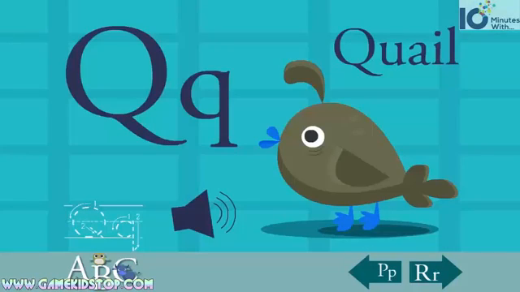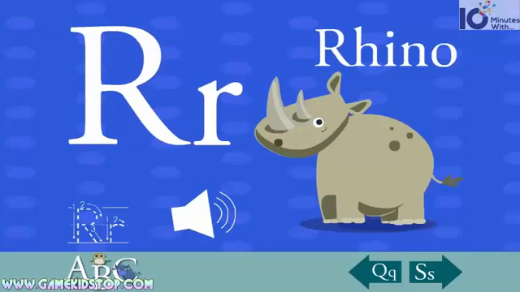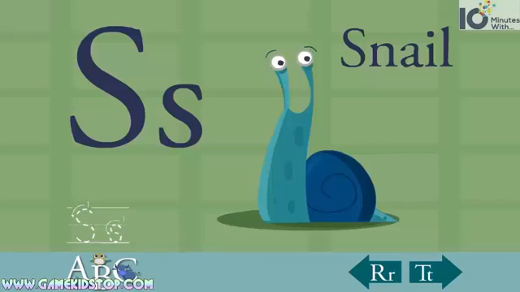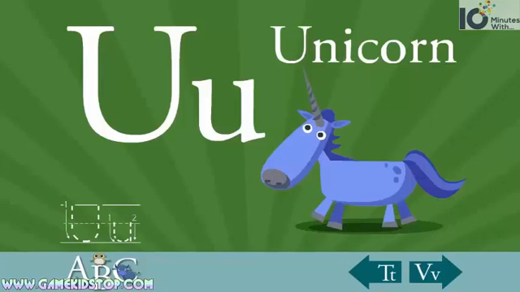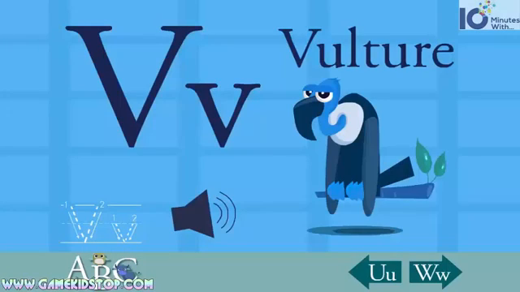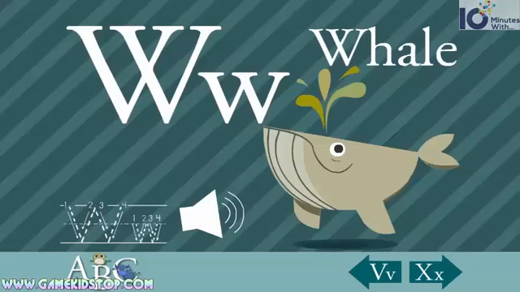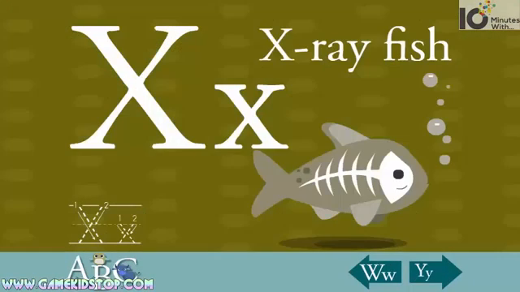Q is for quail. R is for rhino. S is for snail. T is for turtle. U is for unicorn. V is for vulture. W is for whale.